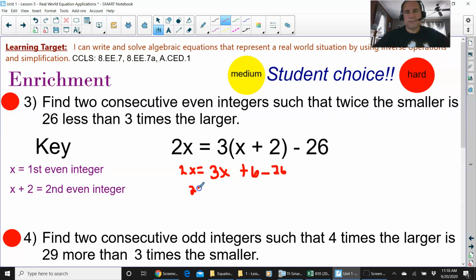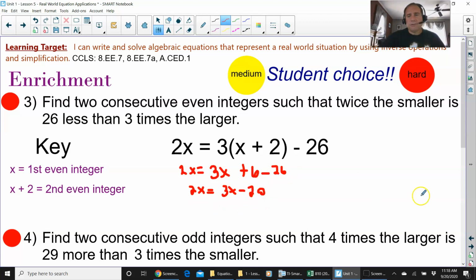I'm not quite sure if they would be on a Regents or something like that, but these are the most difficult questions that you could come upon as far as this set of questions for this lesson. So you combine like terms here. 6 minus 26 is negative 20.